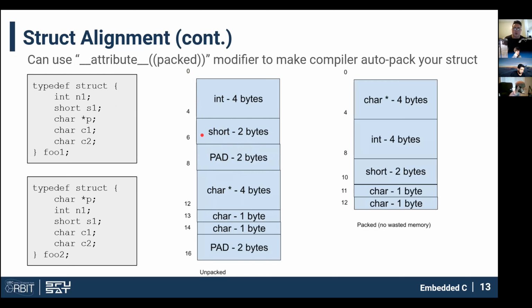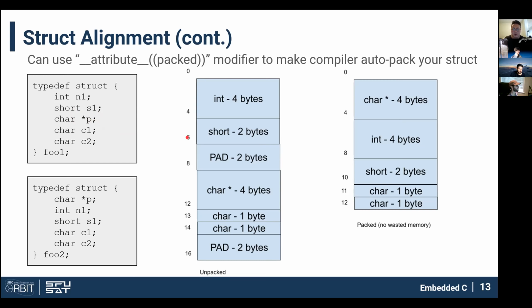Now we have a short, which is 2 bytes in size. So is 4 a multiple of 2? Yes, that's fine. Now here we have index 6. At index 6, we're trying to put a char star, a pointer to a character. A pointer to anything in a 32-bit system, and remember the TMS 570 is 32-bit, is 4 bytes. It's 32 bits. So is 6 divisible by 4?